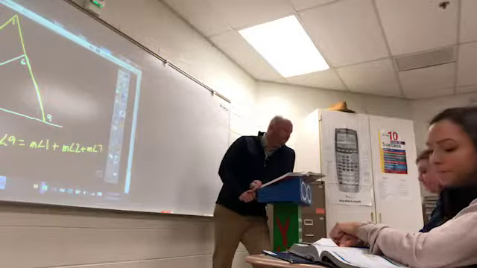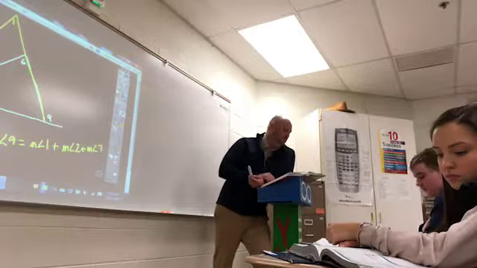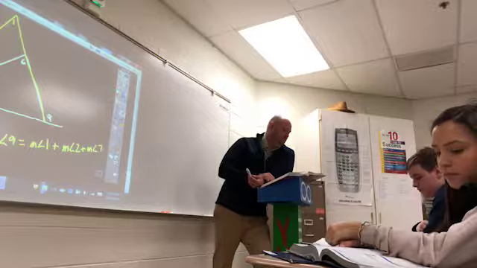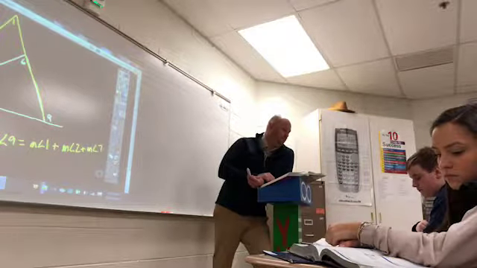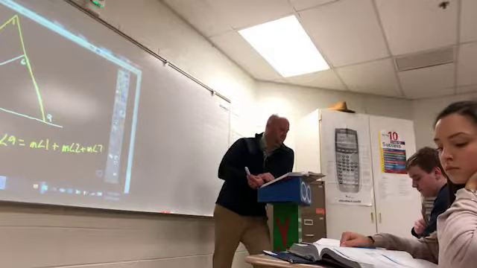All right, number 5. What angles, put them in order. What's the smallest angle? A is the smallest. What's next bigger? C, and then the biggest? B. And then how about number 6?